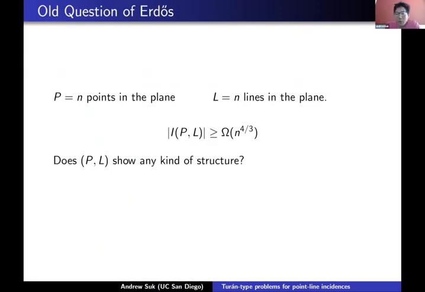Actually, I'll focus on this old question of Erdős, who asked: if you have n points and n lines in the plane, and let's say there are many incidences between them, so on the order of n to the 4/3, then does this arrangement of points and lines show any kind of structure? In particular, what Erdős was interested in is whether this arrangement shows any kind of grid structure. In order to make this question a little bit more concrete, we can rephrase it as a Turán-type problem.